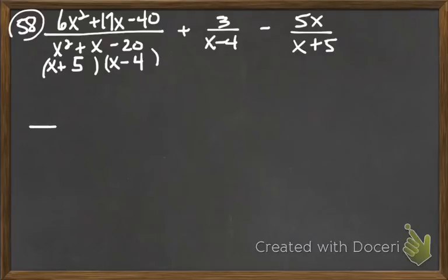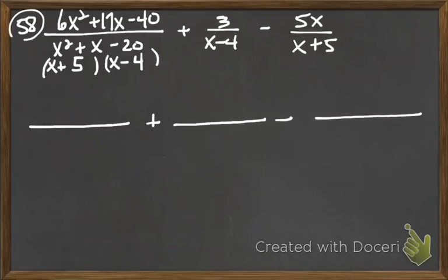Alright, so I need a common denominator. What is that going to be? X plus 5 times x minus 4.